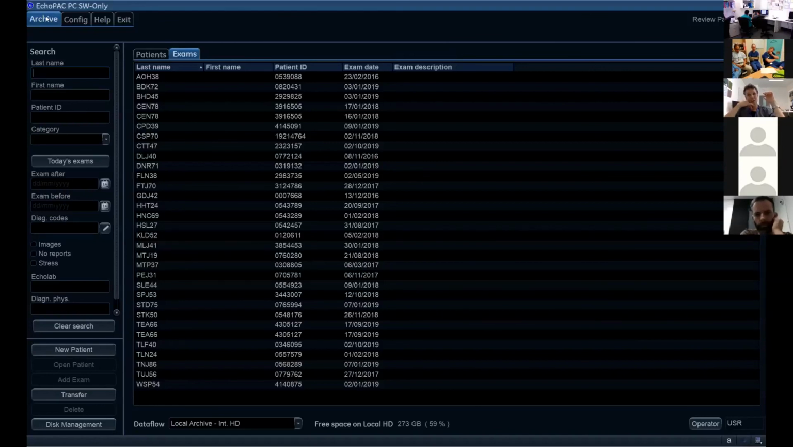Don't forget that you've got to go and look with TOE if you can, because TOE is much better at looking at masses than transthoracic.